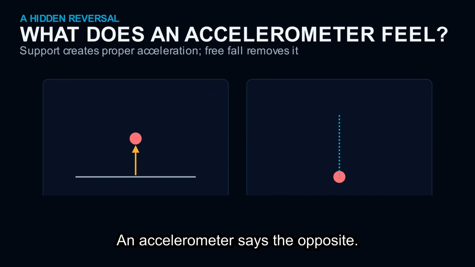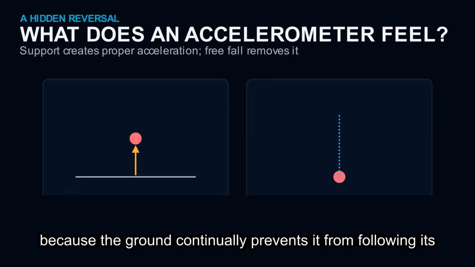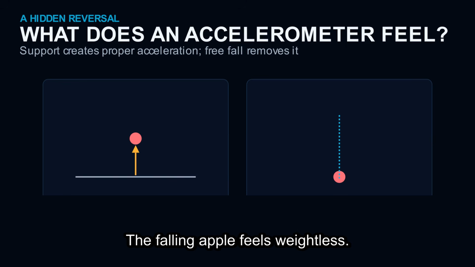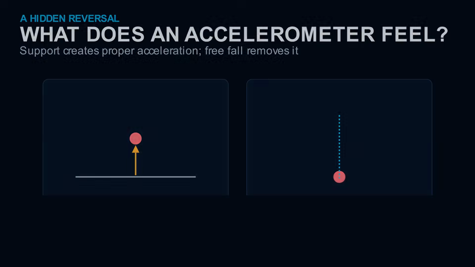Our everyday language says the falling apple is the one being forced. An accelerometer says the opposite. Resting on the ground, it measures an upward acceleration because the ground continually prevents it from following its natural path. During free fall, it reads approximately 0. The falling apple feels weightless. So do astronauts in orbit. They are not beyond Earth's gravity, they are falling around Earth.